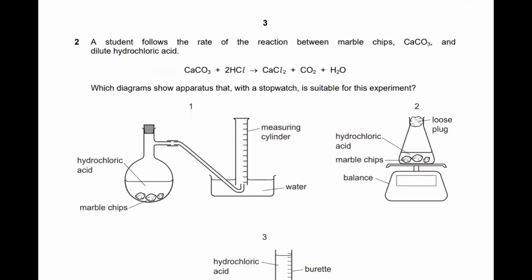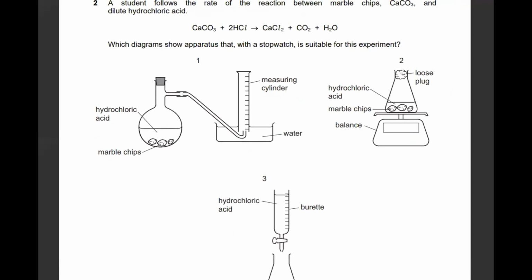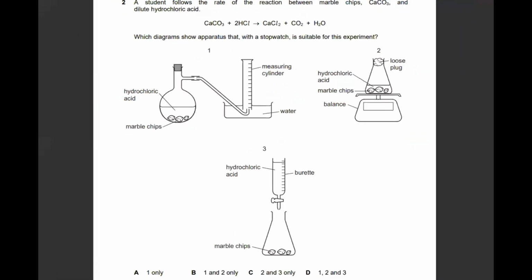Moving on to question number 2. For question number 2, I want the whole question to appear on the same page. That's why I'm reducing the size of the page. Now, question number 2 says that a student followed the rate of reaction between marble chips, that's calcium carbonate, and hydrochloric acid. Calcium carbonate and hydrochloric acid react together to give you salt, carbon dioxide, and water.